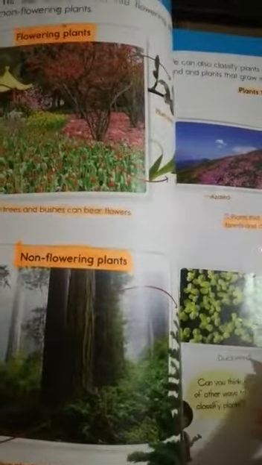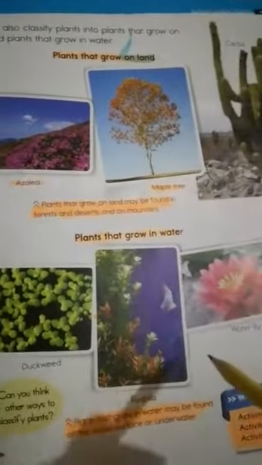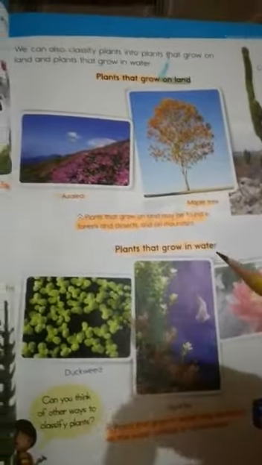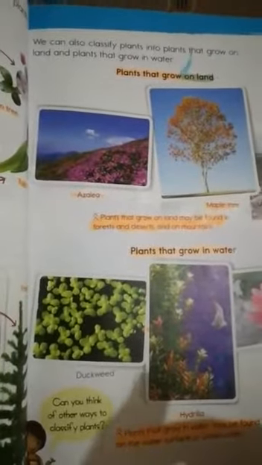So these are the four categories of the plants: flowering plants, non-flowering plants, plants that grow on land, and plants that grow in water. So you have to revise the names of the flowers. Later while doing the exercise we will make a separate chart for all these types of plants.